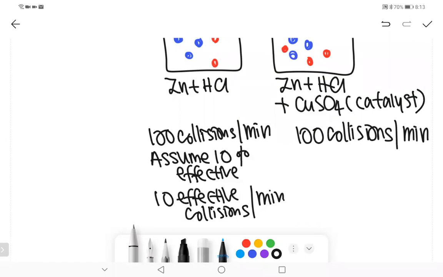When you increase temperature, pressure, concentration, or use a smaller size, the particles will collide more and more times. But catalyst, no. When you add catalyst, you still collide for 100 times only. They didn't collide more and more. But what do catalysts do?